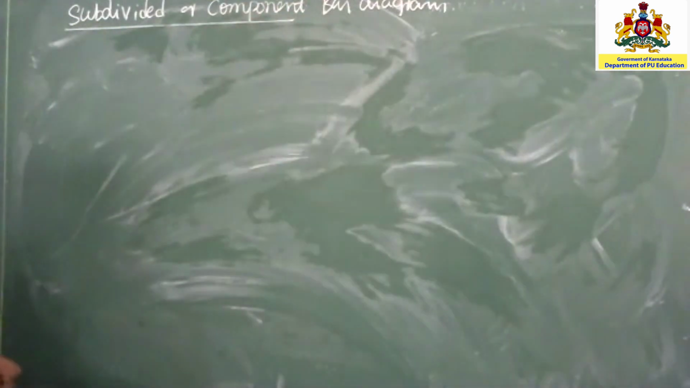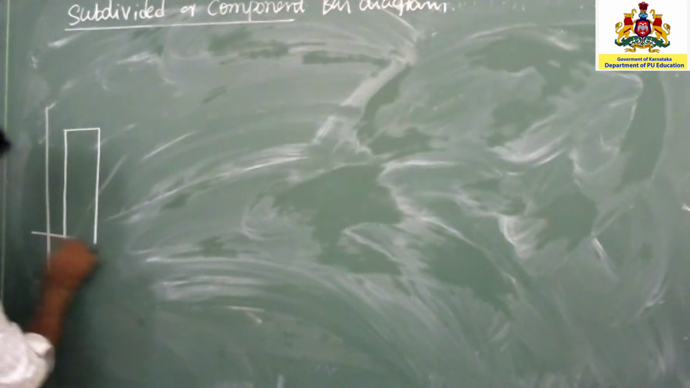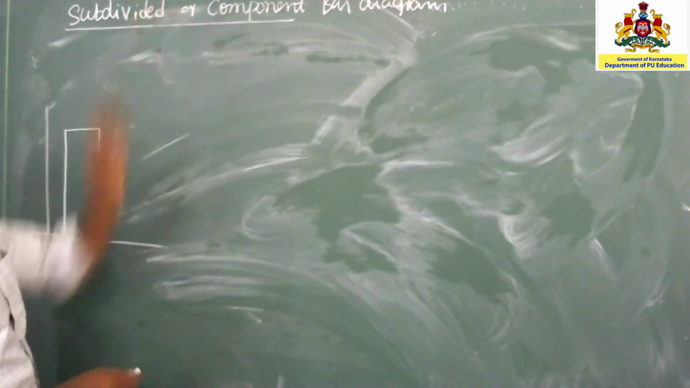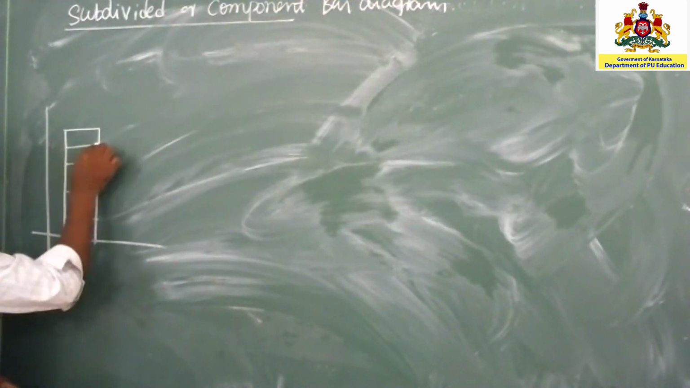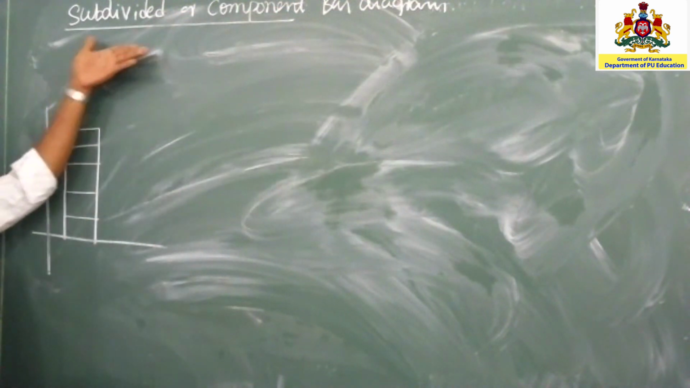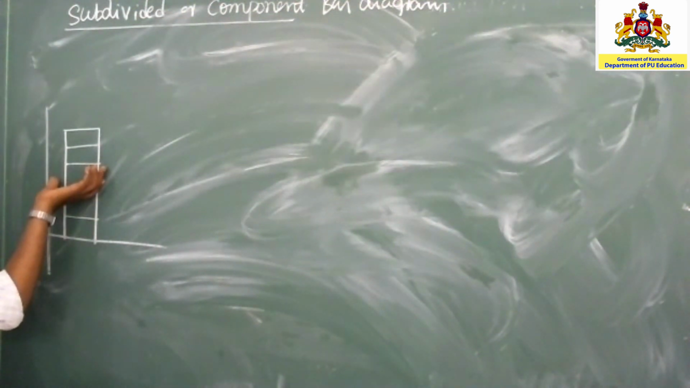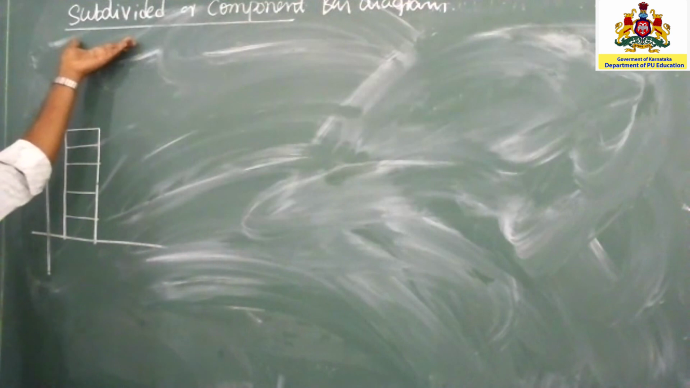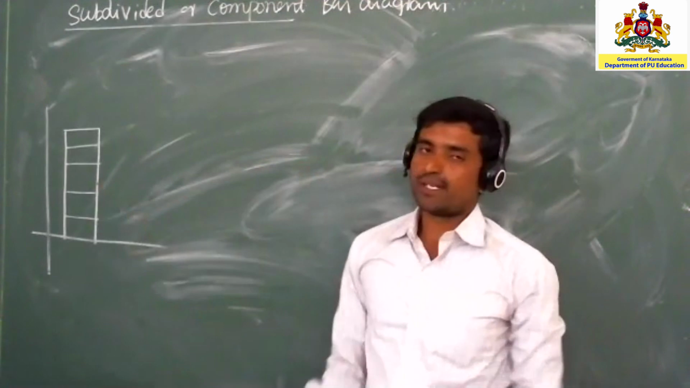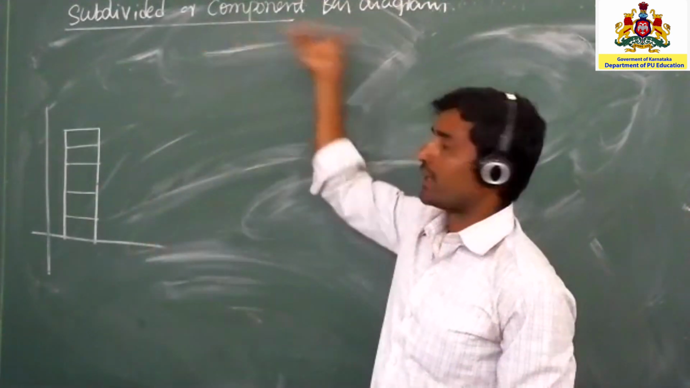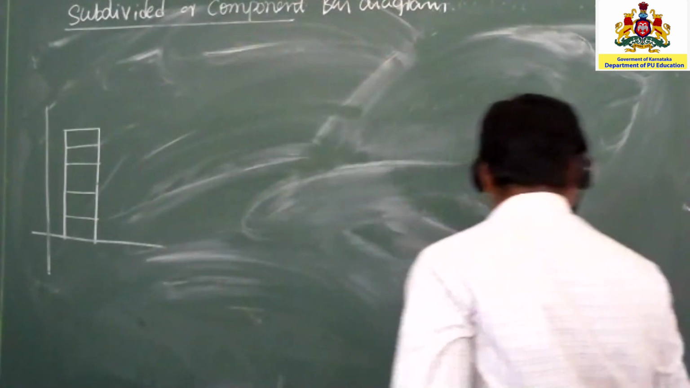See, the simple bar diagram means what? Directly drawing the bar. Here it is subdivided or component. Subdivided means what? The bar can be divided into different segments. That is called a subdivided or component bar diagram. Understood? So now we will discuss one example.